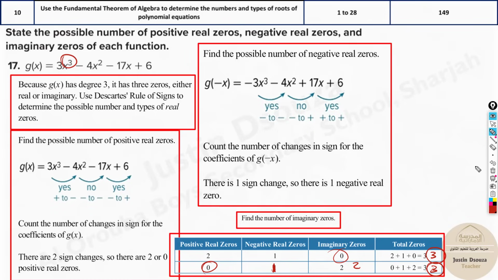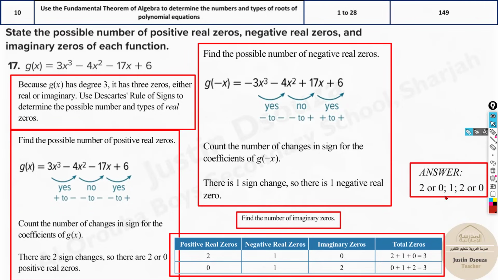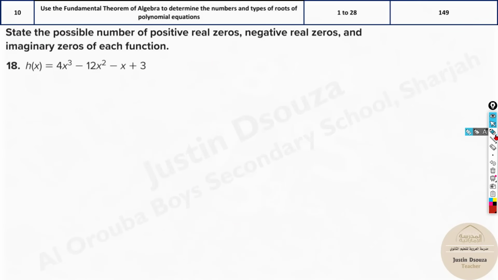So these might be the possibilities. There can be either 0 or 2 imaginary zeros. There can be only one negative root and 2 or 0 positive roots. That is the answer. So this is actually for the positive real zeros, 2 or 0. Negative is only 1. Imaginary is 2 or 0 again. Let's do this one as well.